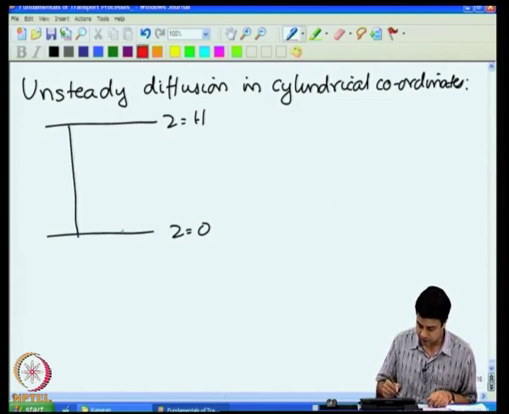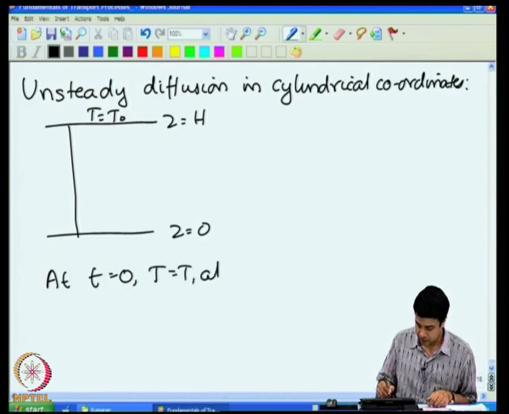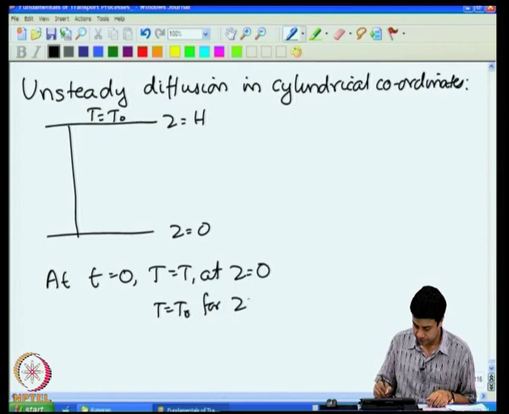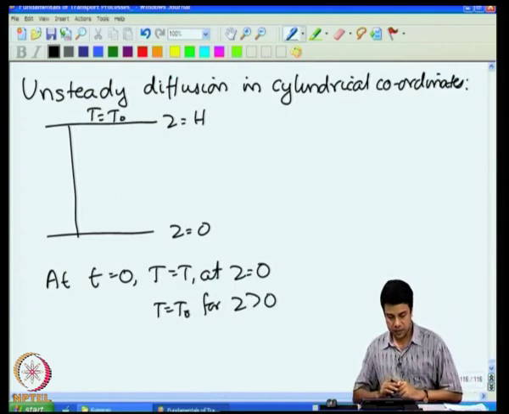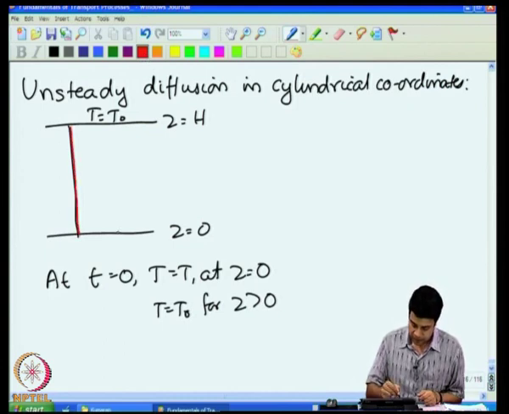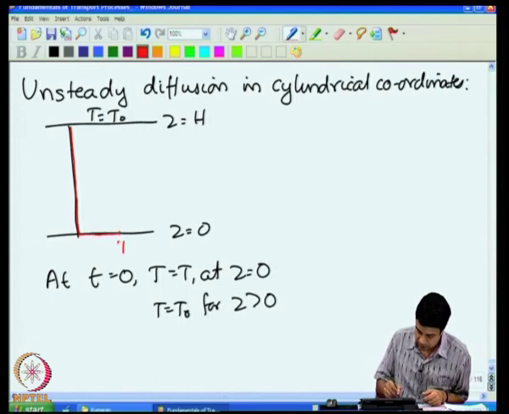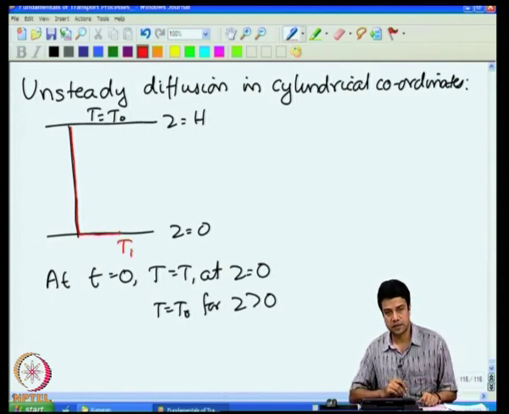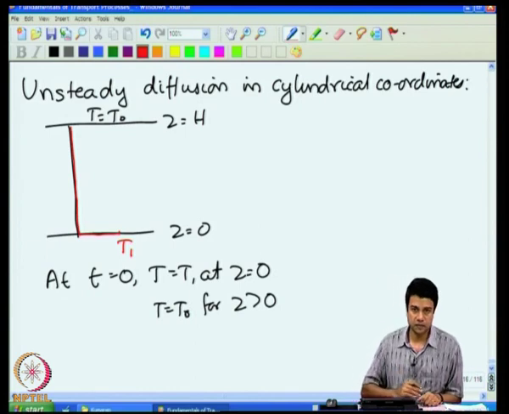Initially, at time t is equal to 0, t was equal to t naught. At t is equal to 0, we consider that t is equal to t 1 at z is equal to 0, and t is equal to t naught everywhere else. So, initially the temperature everywhere was just 0. At time t is equal to 0, a temperature disturbance T 1 was imposed at the bottom surface, and this propagated through the fluid due to diffusion.